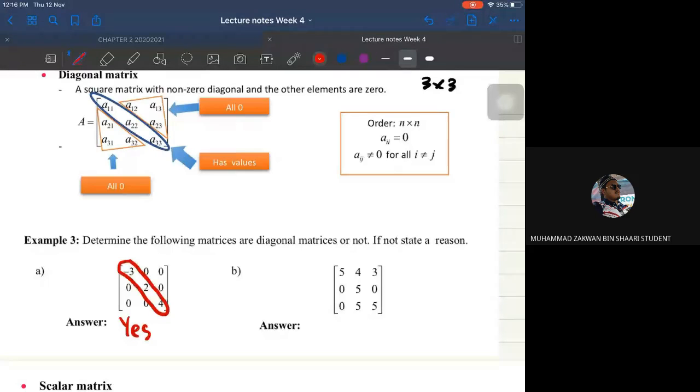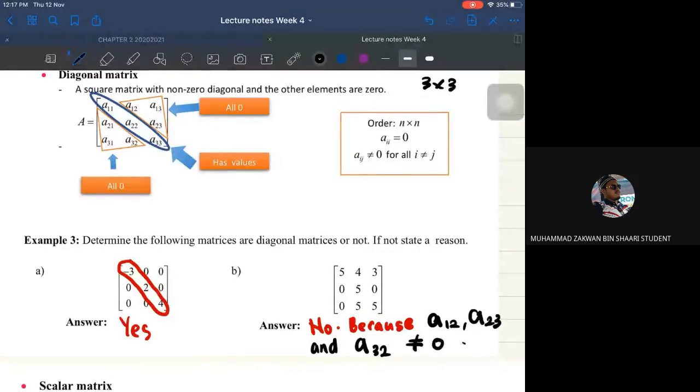No. Why? How you are going to state your reason, the easiest way is you tell which element is not zero. So in this case, because A12, A23 and A32 is not equals to 0. That is the reason. Okay, it doesn't matter how you write it, as long as the message gets across.